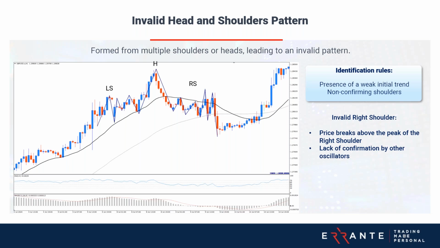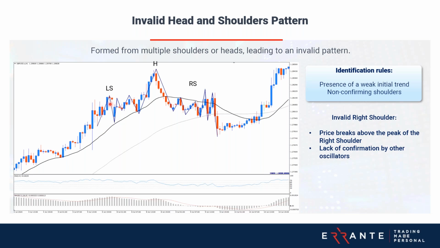Let's start with a weak initial trend. Notice the trend preceding this supposed head and shoulders formation. While there is an uptrend, it lacks the strong decisive movement typically required to establish a reliable reversal pattern. The price action leading up to the left shoulder is choppy and lacks momentum, which is the first sign that this setup might not be trustworthy, as you see.